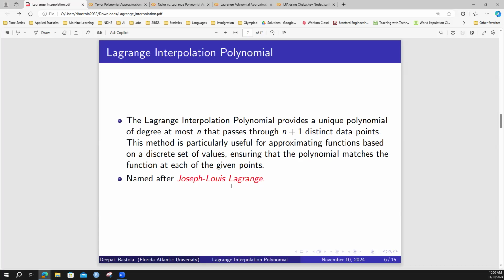And of course, this method is particularly useful for approximating functions based on a discrete set of values. And that ensures the polynomial matches the function at each of the given points. And the main contribution for this interpolating polynomial was by Joseph Louis Lagrange. All right. So we will see how this would work for the same function, right?